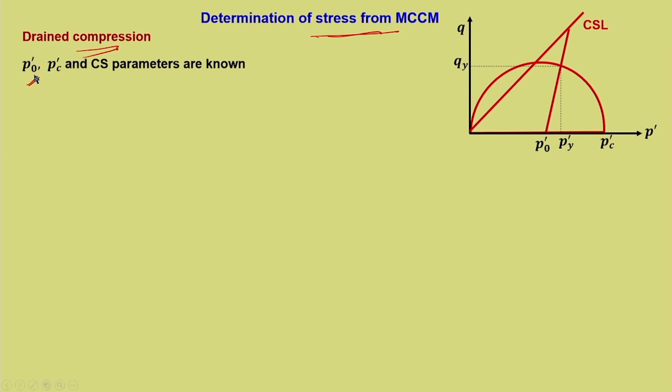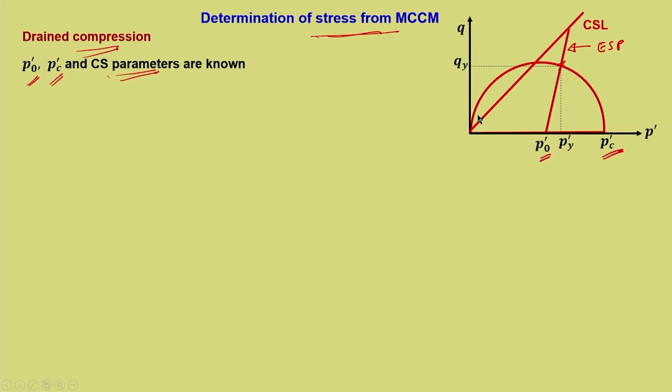P'_0, that is the initial state of the soil, P'_C is the maximum isotropic compression point and the critical state parameters are known. So, this is the yield curve which corresponds to the maximum yield stress P'_C. P'_0 is the initial point at which it has been unloaded, let us say is an LOC point. This is the ESP. Now, this is the point where it yields, which is given as P'_Y and Q_Y.